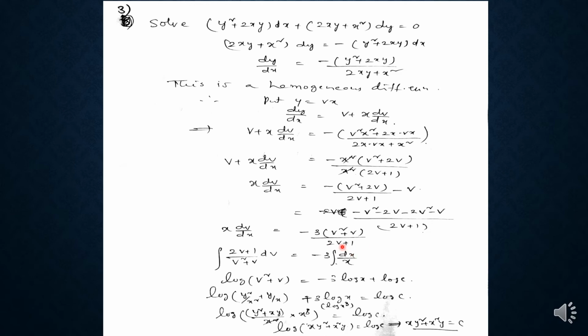Now separating the variables, this can be written as, when the function of v comes to the left hand side, that becomes 2v plus 1 by v square plus v dv is equal to minus 3 into dx by x.